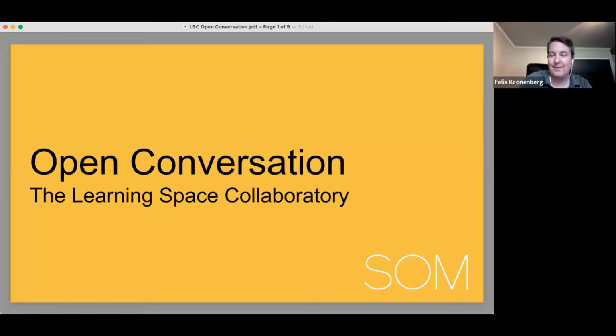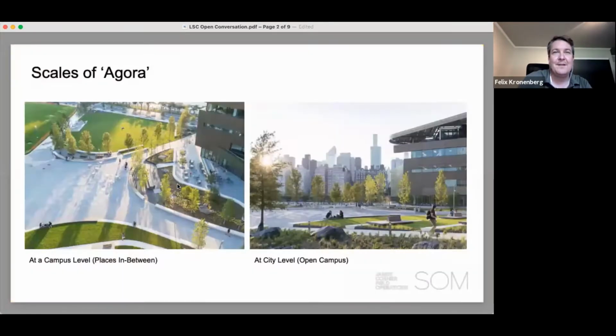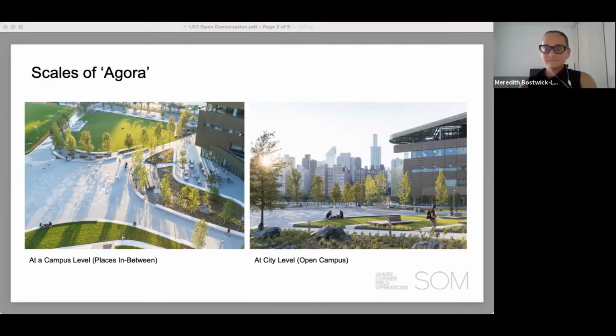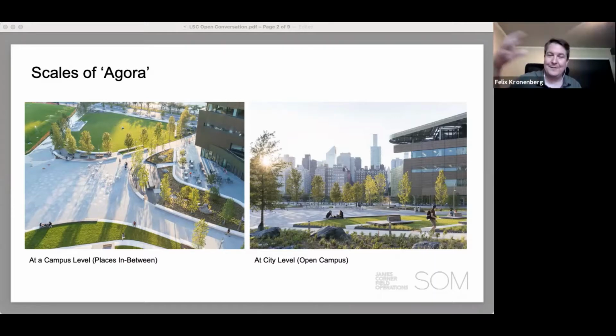Okay, hope everyone can see that. When we prepared for this, we talked a lot about the different scales of the Agora. It really works at a macro and a micro level and anything in between. So, Meredith, do you want to explain the images a little bit and the different scales that we might envision and look at?